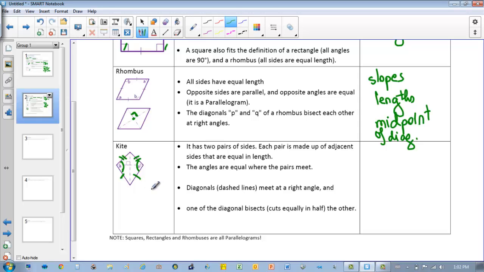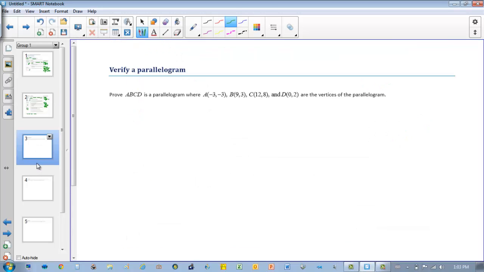And one way to understand is understanding the relationships between parallelograms, rhombuses, squares, and rectangles. So please remember that any square, any rectangle, and any rhombus is a parallelogram. However, a kite is not a parallelogram. It's just a quadrilateral. Let's take a look at a first example.